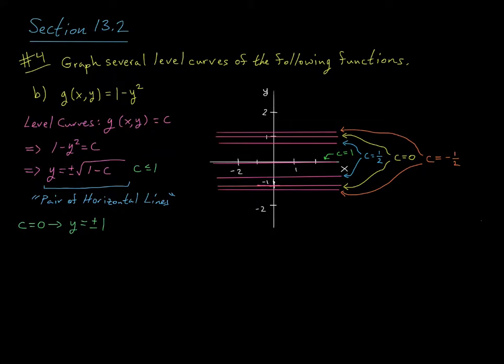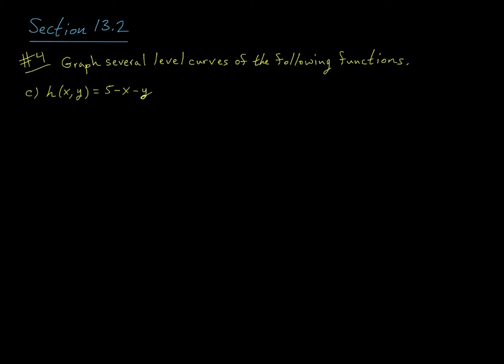So let's go ahead and check out the next part, C. For C we have 5 minus x minus y. So again, for the level curves, we'll just set h equal to a constant. And here what we're going to get is 5 minus x minus y is equal to c, and rearranging, we see that these are nothing other than a bunch of lines in the plane. So these are going to be a bunch of parallel lines.